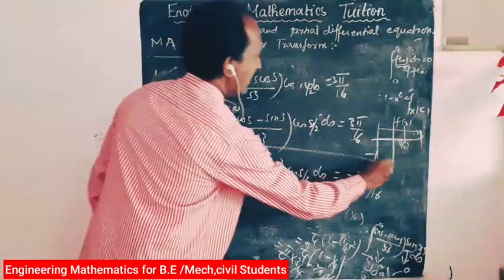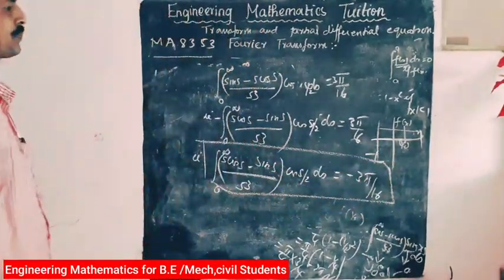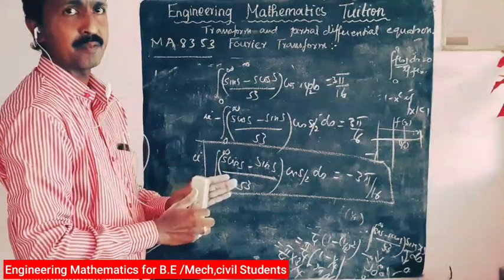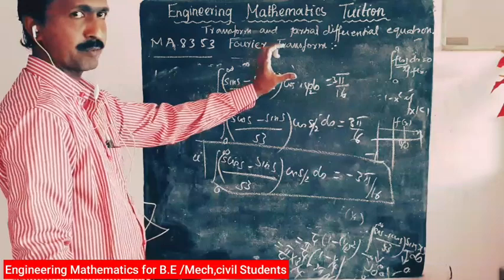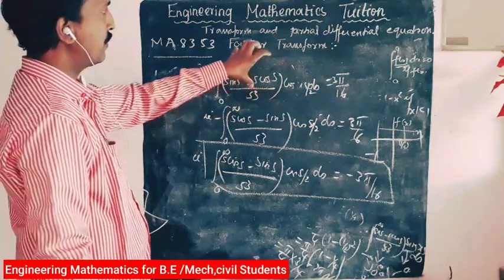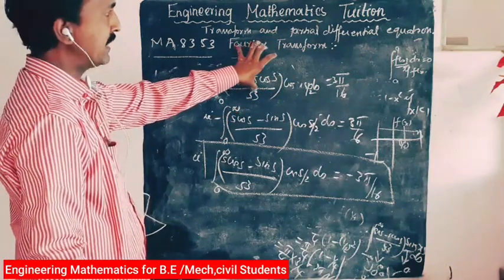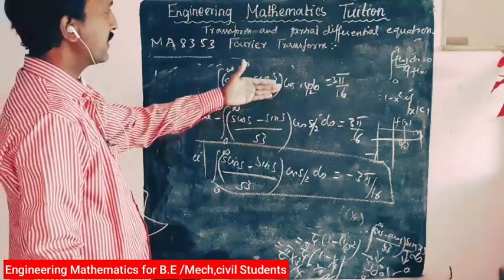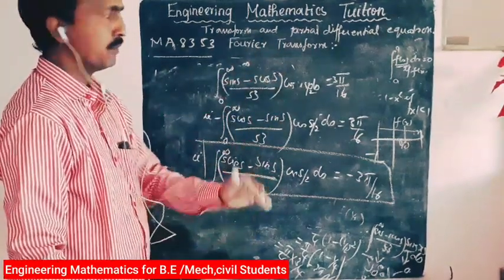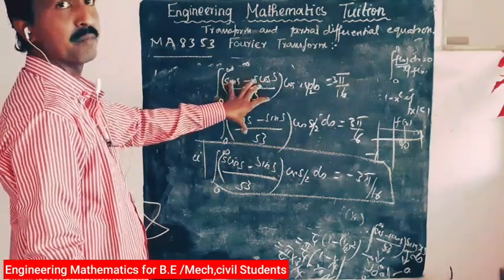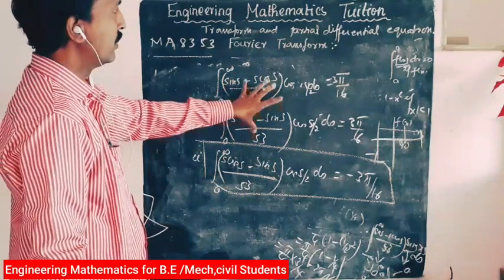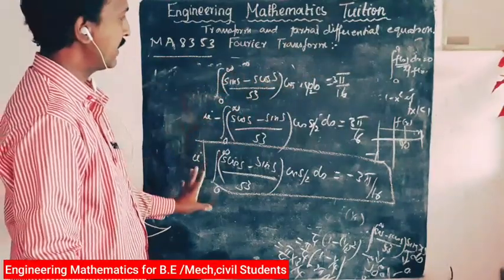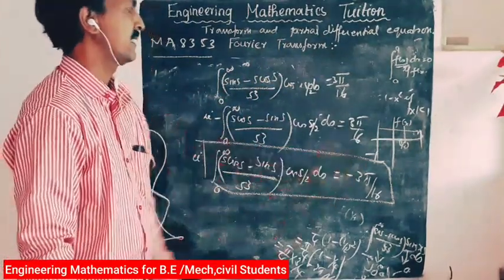So the hint for the problem is, first, apply the definition of the Fourier transform. It's only 3 steps. First you apply the definition of the Fourier transform and find capital F of s. Then the second step is to apply the inversion formula. The purpose of the inversion formula is only to find the deduction part of this problem. So the answer is minus 3 pi by 16.